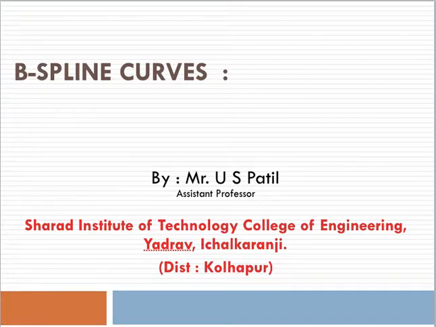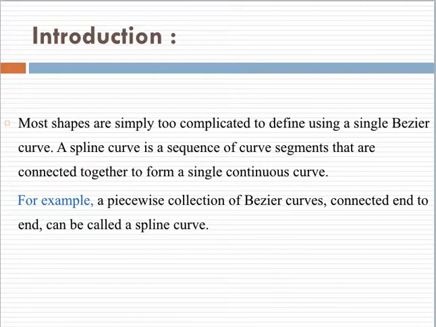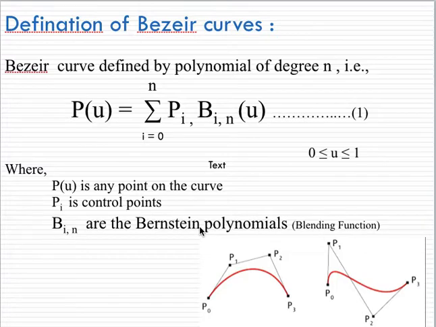So we are going through a B-Spline curve in CAD. Most shapes are too complicated to define using a simple Bezier curve, as we have previously gone through. A spline curve is a sequence of curve segments that are connected together to form a single continuous curve. For example, a piecewise collection of Bezier curves connected end to end can be called a spline curve. Before moving to the B-spline curve, we'll go through a brief recap of the Bezier curve.